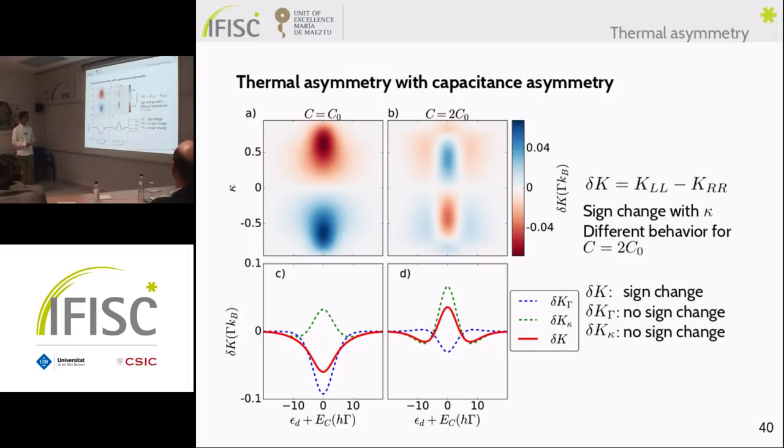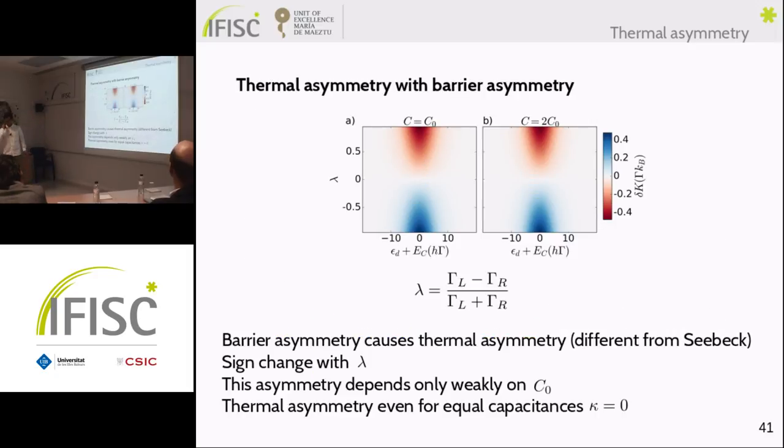This means also that there can be a heat rectification in the linear regime. Now, if we look at different barriers, we find also that there's a thermal asymmetry, which did not happen for the thermoelectric counterpart. And we find that in this case, even for asymmetric capacitances, we can have asymmetry and also thermal rectification.